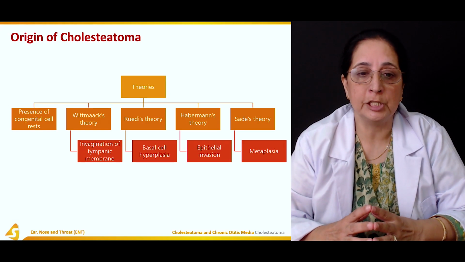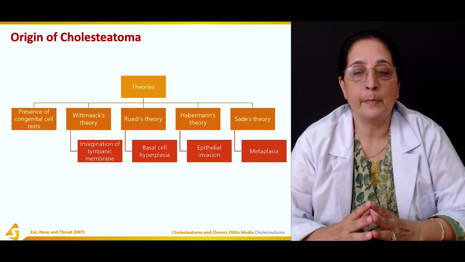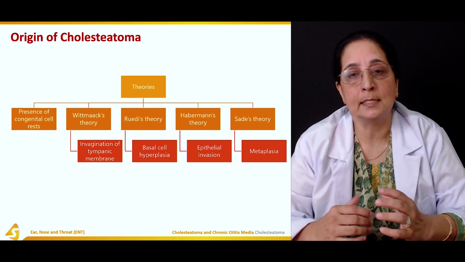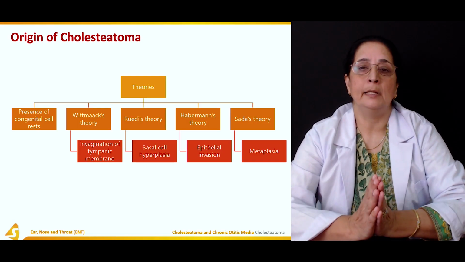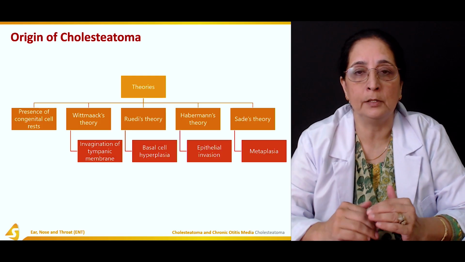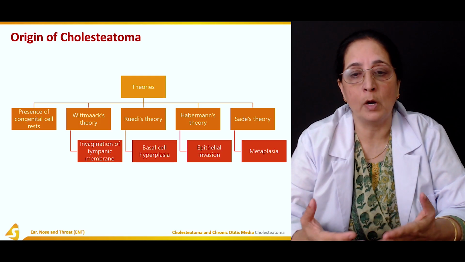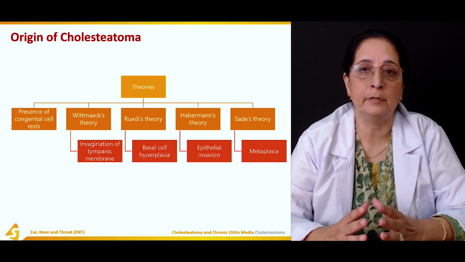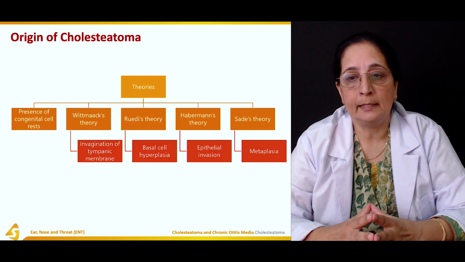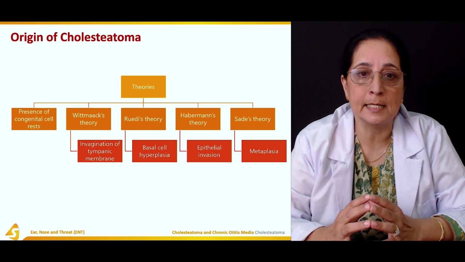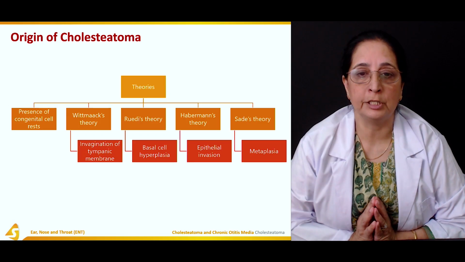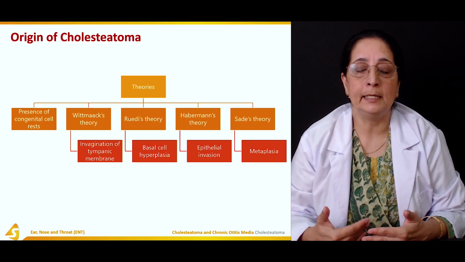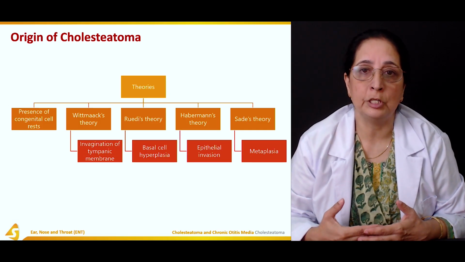There might be presence of congenital cell rest. There may be Whitmack's theory, in which they think that there is invagination of the tympanic membrane by keratinized squamous epithelial cells. In another theory, they believe that the cells present in the basal layer have hyperplasia, or they grow, and this leads to Rudel's theory. Then there is Haberman's theory, in which there is epithelial invasion, and then there is Sadie's theory, in which there is metaplasia. So all these are the different theories according to which there is growth of keratinized squamous epithelial cells in the middle ear or mastoid, leading to the formation of cholesteatoma.